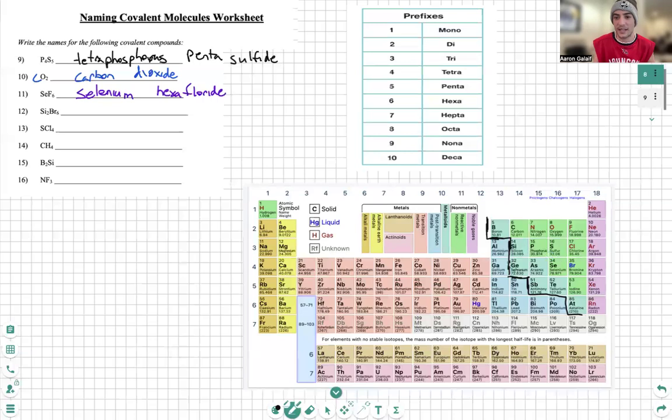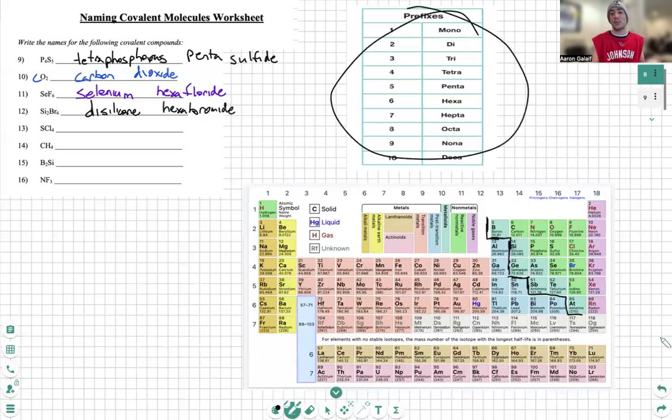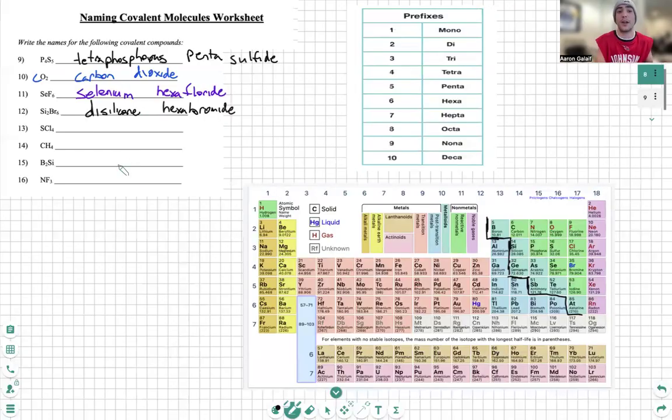Si2Br6. Si is silicon. Br is bromine. We see they're both nonmetals, so we can go ahead and do those prefixes. Now, silicon has 2, so it is going to start off with a prefix: disilicon. And then we're going to get hexabromide. So that's it. We just have to memorize our prefixes and remember what's a nonmetal and a metal.